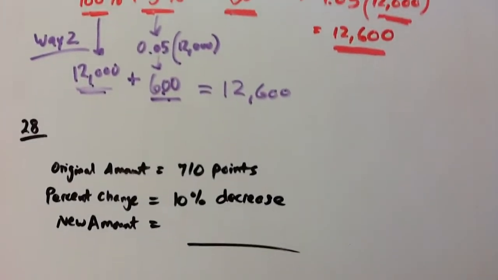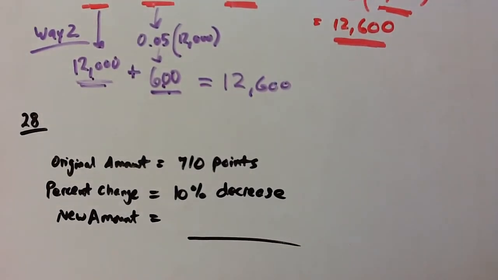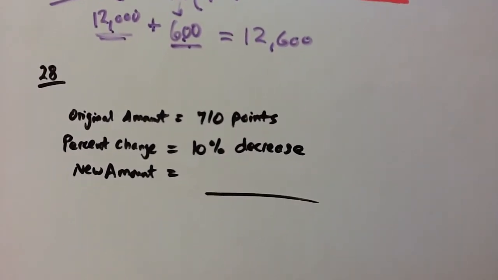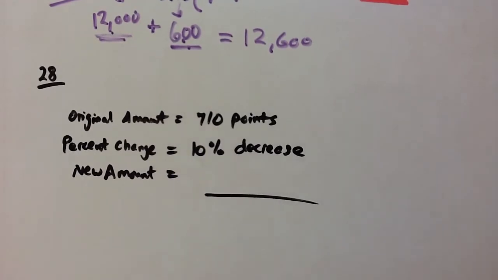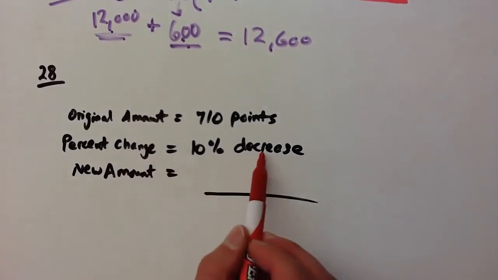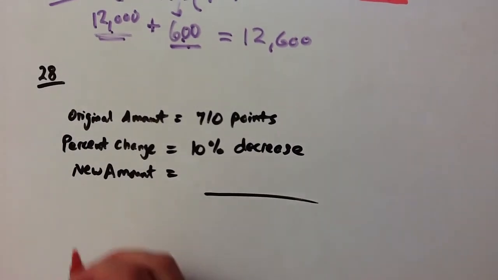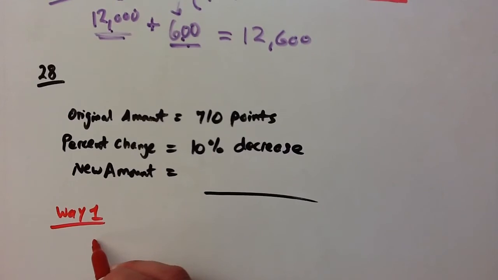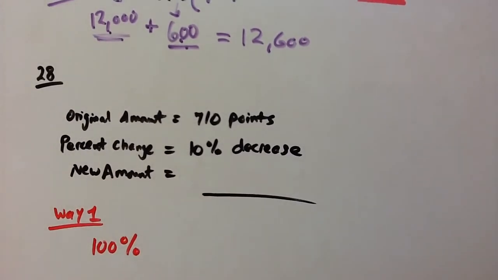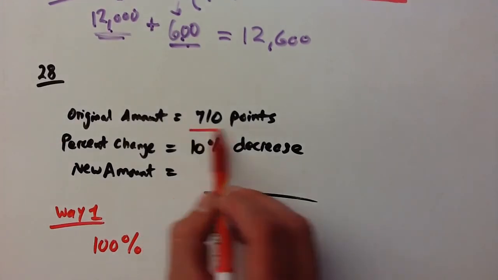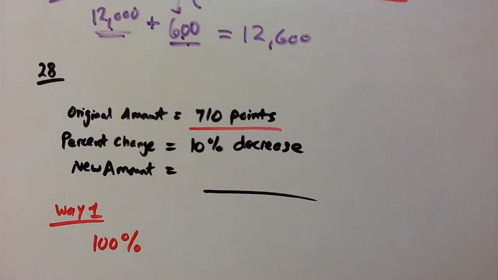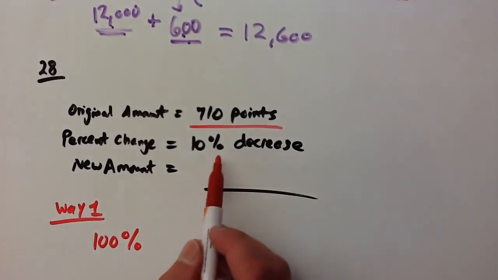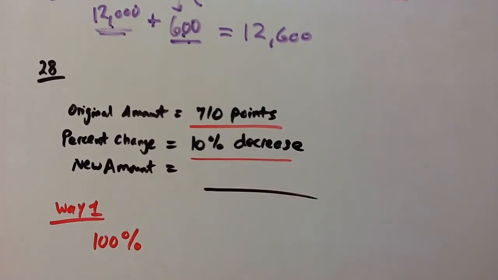Number 28, let's look at a percent change with a decrease in it. Okay, so we're starting with the original amount of 710 points in this case, and our percent change is a 10% decrease. So the first way that we can think about this is, let's start with 100%, which is the full amount. What is the full amount in this case? 710 points. So we're starting with that, and then our percent change is a 10% decrease.